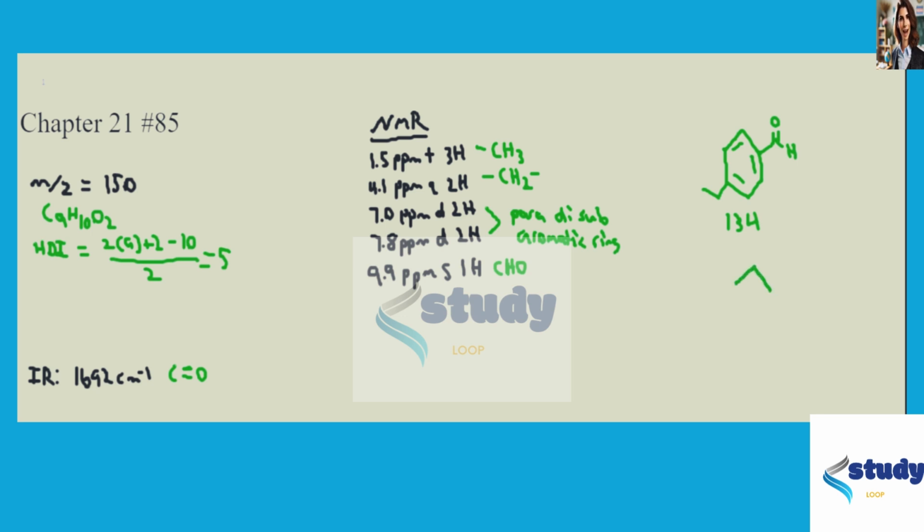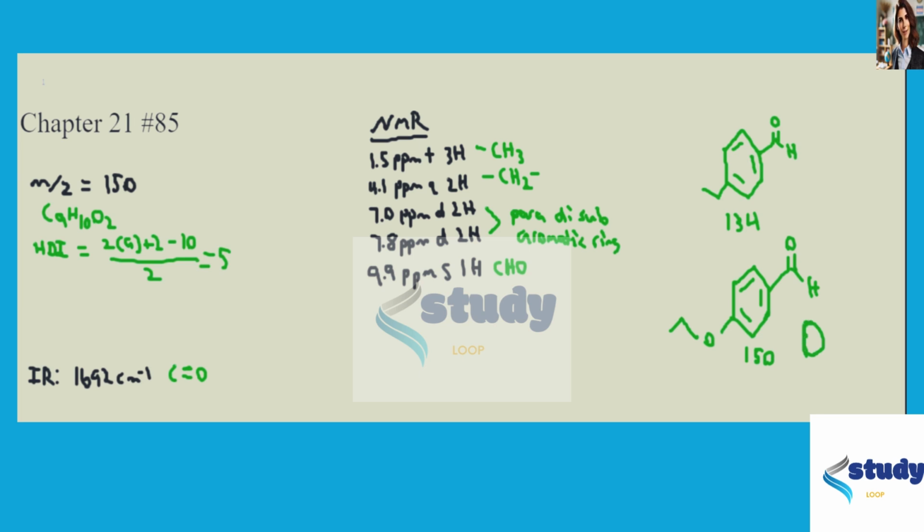The only place that we can really add an oxygen and keep these splitting patterns the way that they need to be, and keep everything else the way that it needs to be, is to put our aldehyde here again, but then this time to put an oxygen there as well. So an ether or a phenol rather. When we do this, this is going to add up to 150, which is what we need. And so this is the structure of molecule D.